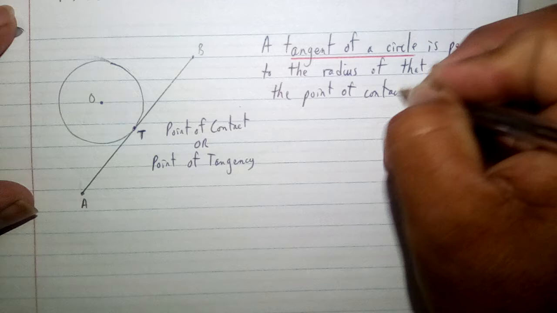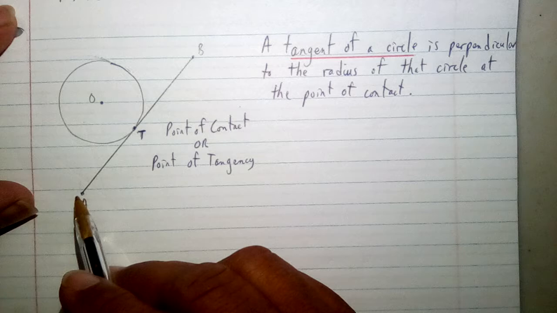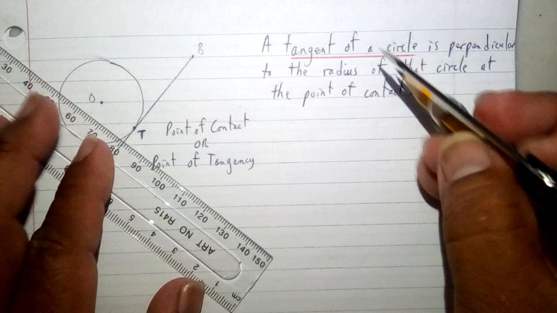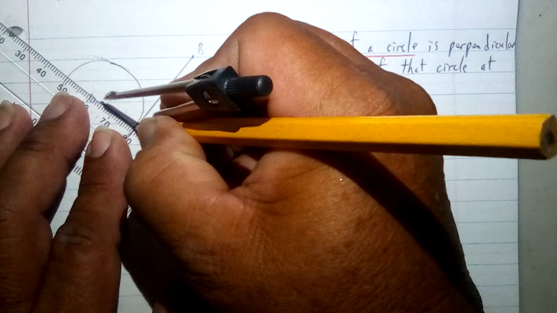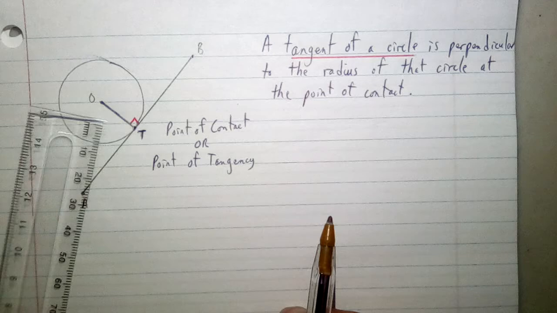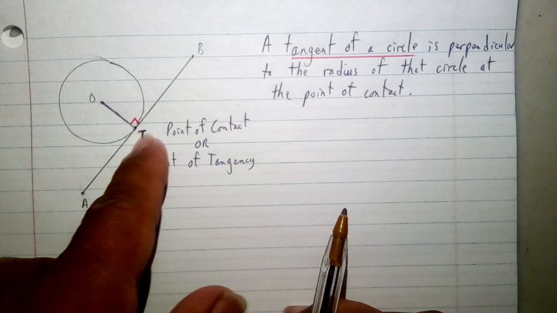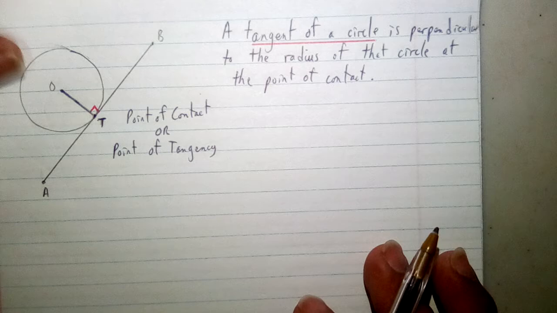Okay, so what is it saying? A tangent of a circle is perpendicular, which means at 90 degrees, okay, at 90 degrees to the radius of that circle at the point of contact. So this point here is 90 degrees. That's what that means. All right, so this first statement is telling you that when there's a point of contact or point of tangency, that is a 90 degrees angle that they make. All right, so let me continue with some more explanation.